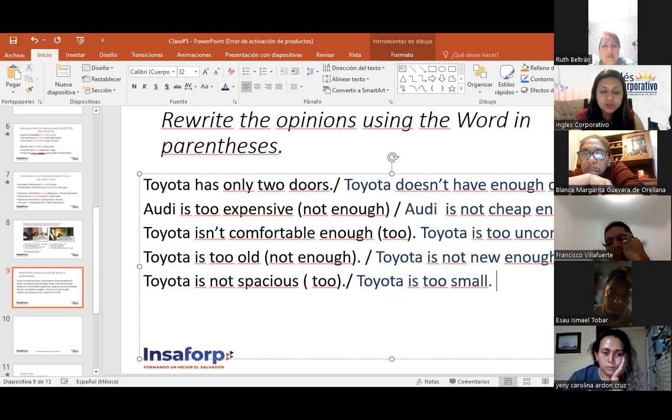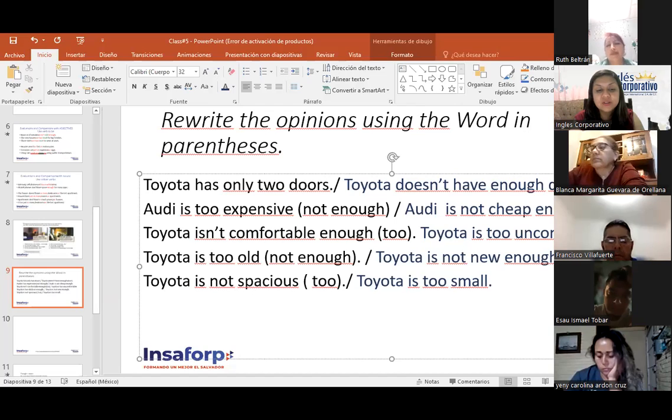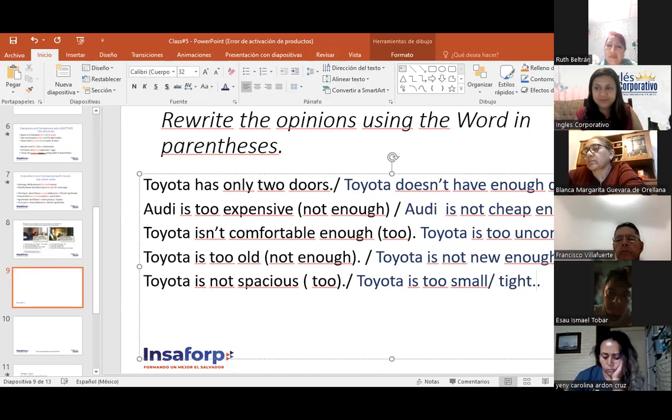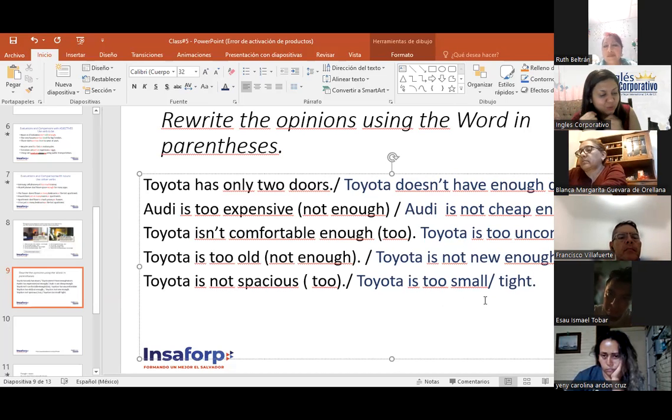So you see, guys, how it works? You need to think of the opposites, right? It could be it's too small or too tight, right? Too tight, like apretado, too tight. It's not like a spacious car. Do you have any questions, guys?